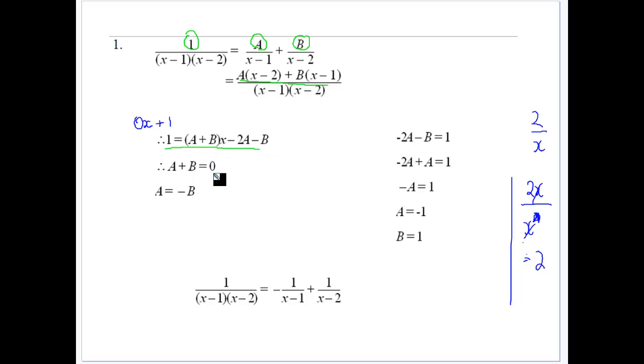If A plus B is equal to 0, then A would equal minus B. So we take our minus B and substitute A for it over here, and we get minus A is equal to 1. So A would be minus 1. If A is equal to minus 1, then B would have to be equal to 1. And our fraction can be expressed in that form: minus 1 over x minus 1 plus 1 over x minus 2. So you can see how we got back to that.